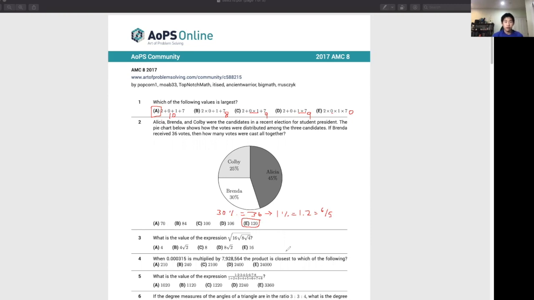Next question, we are asked, what is the value of the expression square root of 16 times the square root of 8 times the square root of 4? For this problem, we're going to want to work from the inside out. So we must first evaluate the square root of 4, which is equal to 2. And then we have 8 times 2 under the second square root. 8 times 2 is 16. After we square root that, we have 4.